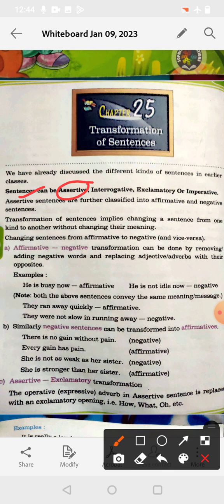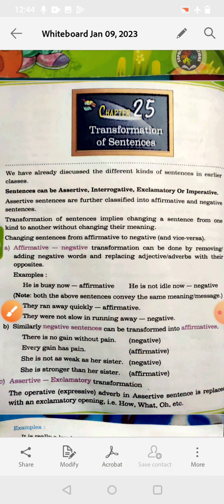So what are assertive sentences? Assertive sentences are also known as declarative sentences. A sentence that makes a statement or assertion is called an assertive sentence, and it has a full stop at the end. Now, an assertive sentence is further classified into two categories, that is affirmative and negative. Now what is the meaning of affirmative? Affirmative are the positive sentences. So assertive sentences are divided into two categories: positive and negative ones.